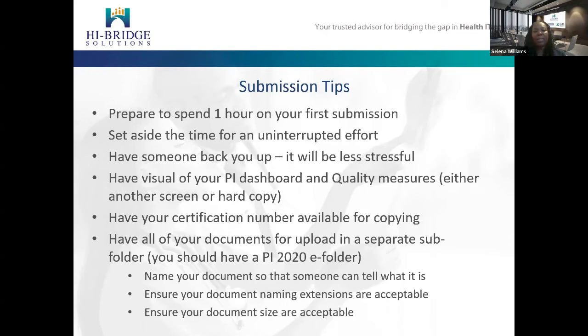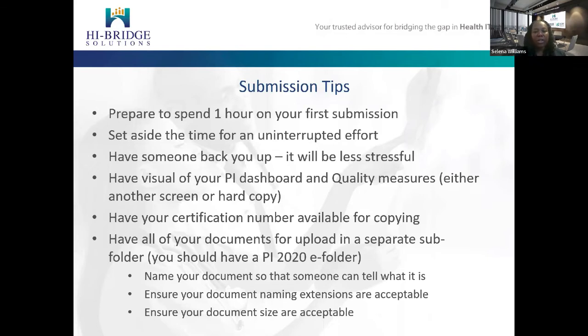Have a visual of your PI dashboard and quality measures, either on another screen or a hard copy. You may want to have it right there. If you have someone assisting you, like in the past, we've assisted people, in person or virtually, we may have the screenshot or the dashboard and call the numbers out to them, or vice versa, just to ensure everything is being entered correctly.